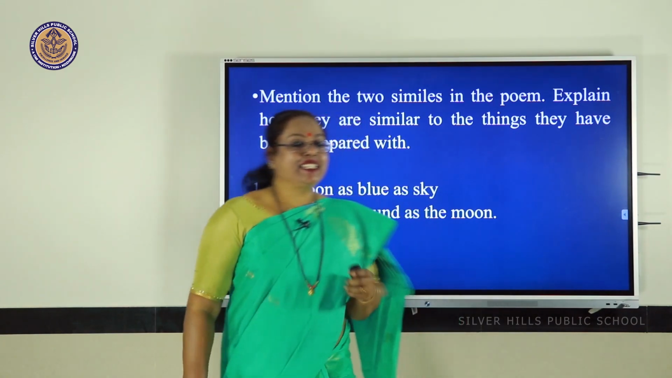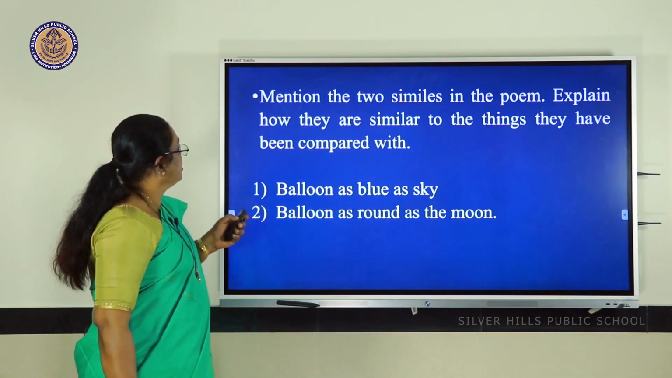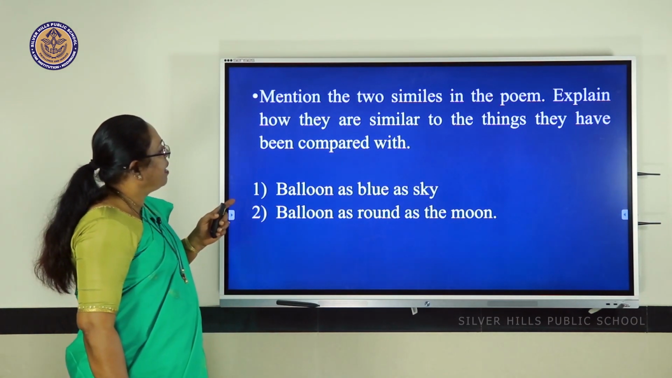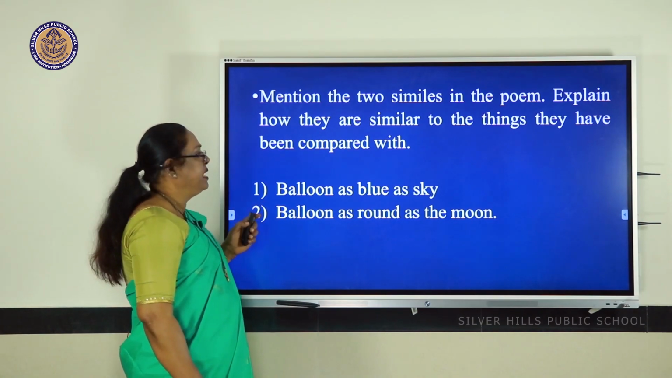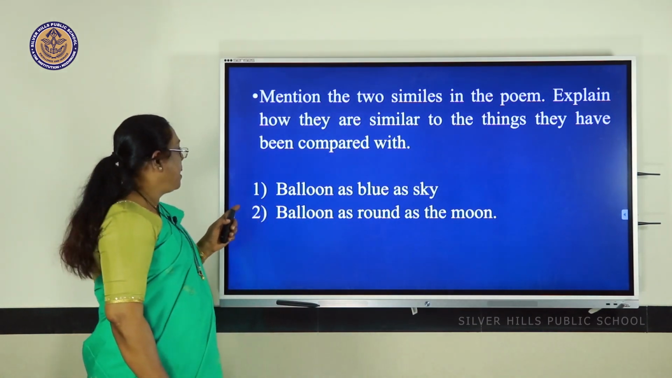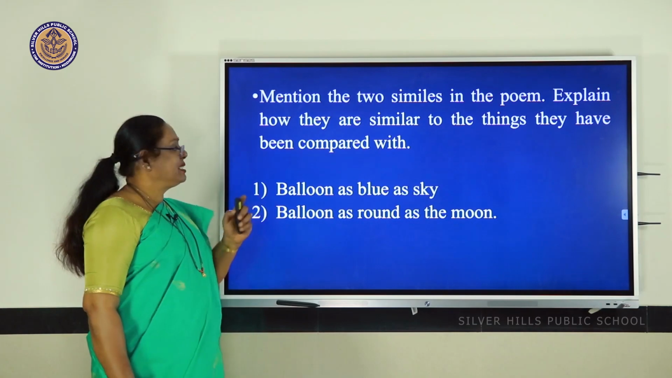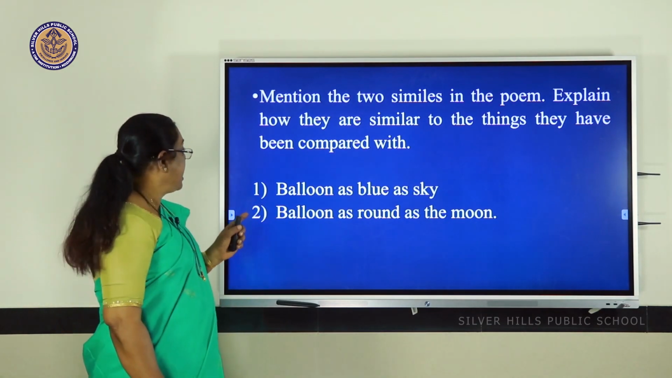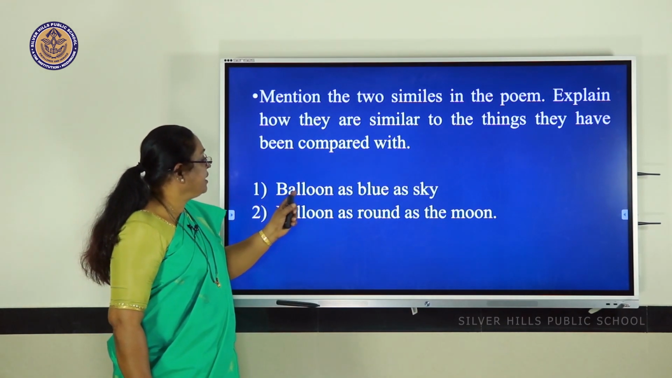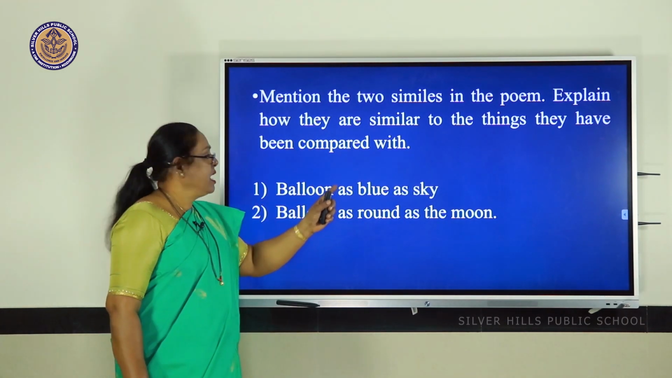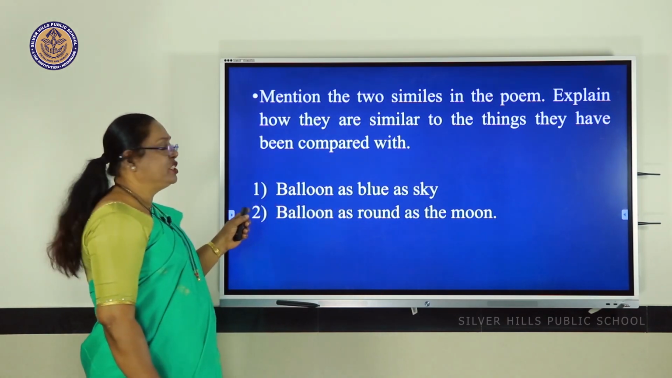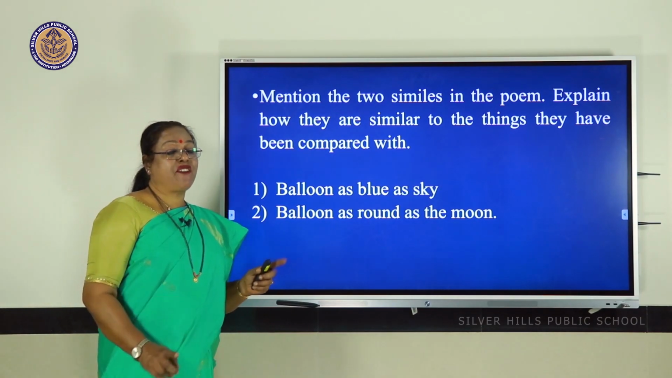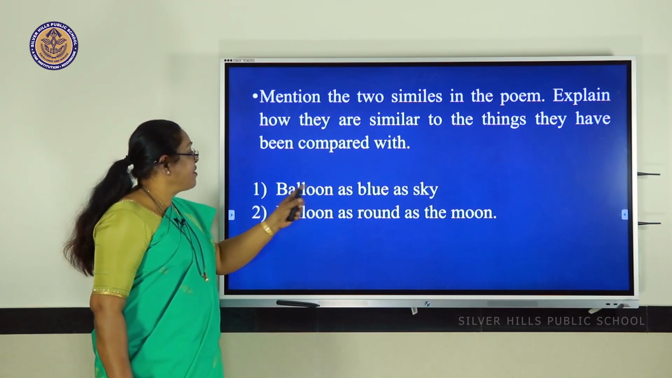Now, let us check some examples from the book of this poem. Mention 2 similes in the poem. Explain how they are similar to the things they have been compared with. Now here, balloon as blue as sky. These are two objects of different kinds, and the balloon is as blue as the sky. The sky is blue, the balloon is blue. As blue as. So they have something in common.